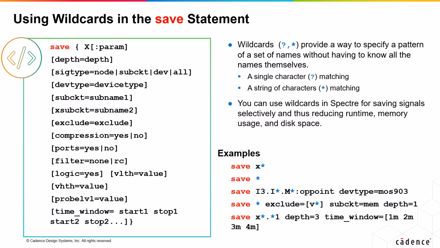So you can use wildcards for saving signals selectively and thus reducing runtime, memory usage, and disk space.